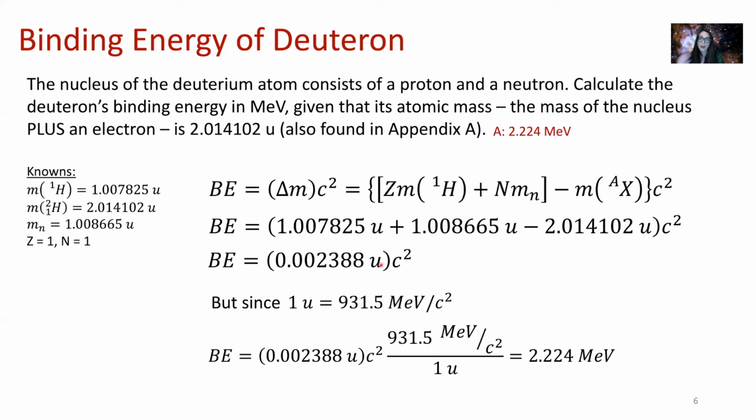But we saw earlier that we could write one atomic mass unit as 931.5 mega electron volts over c squared. So our binding energy is 0.002388 atomic mass units c squared, and then I'm going to multiply it by this conversion factor. In 1 atomic mass unit, I have 931.5 mega electron volts over c squared. We cancel the c squareds, we cancel our atomic mass unit, and that leaves us with units of mega electron volts. So the binding energy of this deuterium atom is 2.224 mega electron volts.